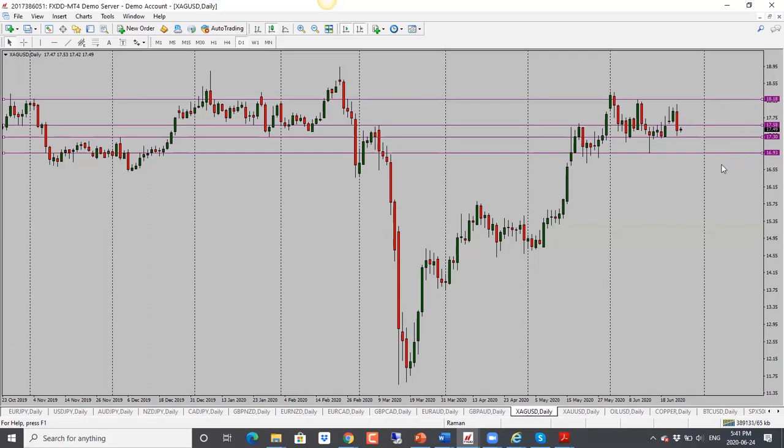Now keep in mind though, we are pretty much into support here. So if price does not break this support, it can still turn around and go back into this range that it's been trading in. So for now, bias is bearish, but we need to see a break here and then looking for a continuation towards 17.00. So bearish bias with caution though. And then if it continues, it may go into 16.70. So bearish bias for silver.